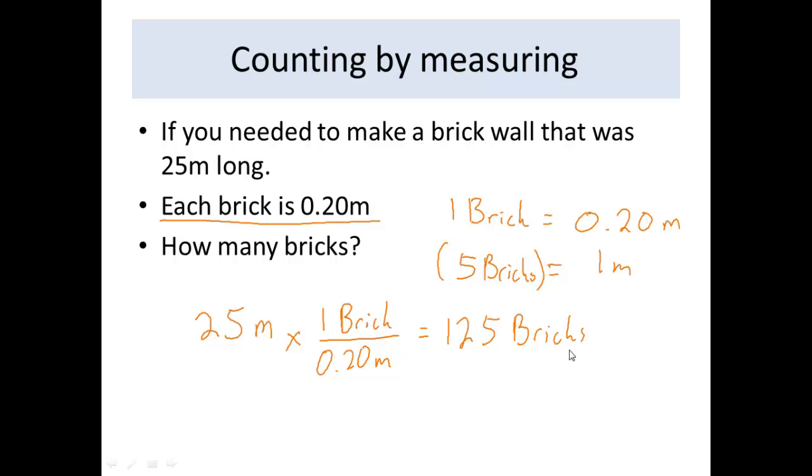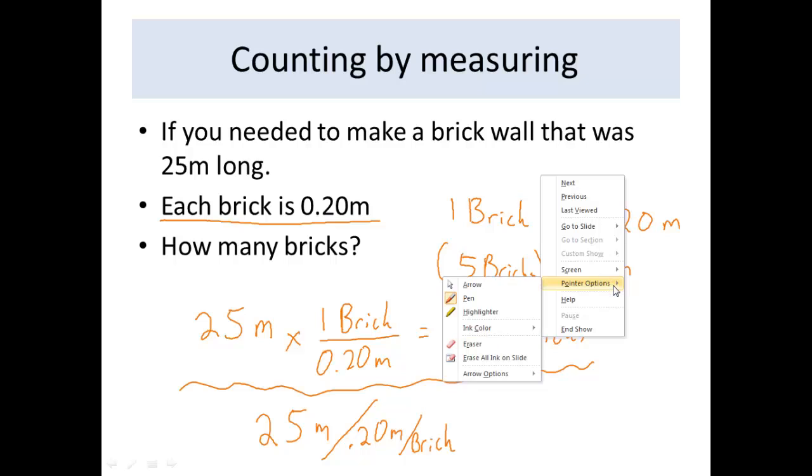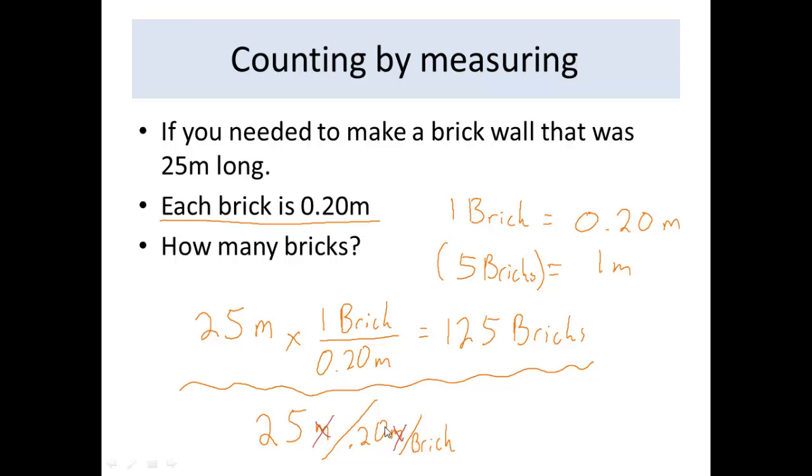So let's try another example, and then we're going to get started on our activity. You can also think about this, guys. It's the same thing as 25 meters divided by 0.2 meters per brick. Either way, the units will cancel out. So meters cancels out. And what am I left with? What unit? Bricks.